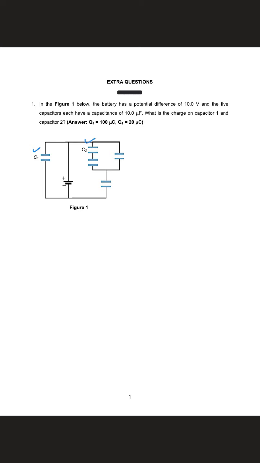To get the value of the charge at C1, based on our knowledge, when you have a parallel arrangement of capacitors, the voltage for each capacitor will be equal to the voltage of the battery. We already know C1 is 10 microfarad and the battery voltage is 10 volts, so we can use Q equals CV. 10 power of -6 multiplied by 10, you get 100 power of -6 coulomb.